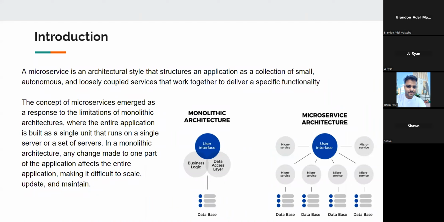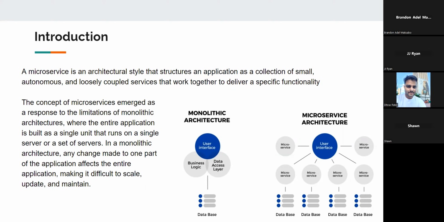Starting off, we're going to discuss what a microservice is. A microservice is an architectural style that structures an application as a collection of small, autonomous, and loosely coupled services that work together to deliver a specific functionality. Each microservice is designated to perform a specific task or service, and they communicate with each other through well-defined and lightweight protocols, such as HTTP or messaging systems.